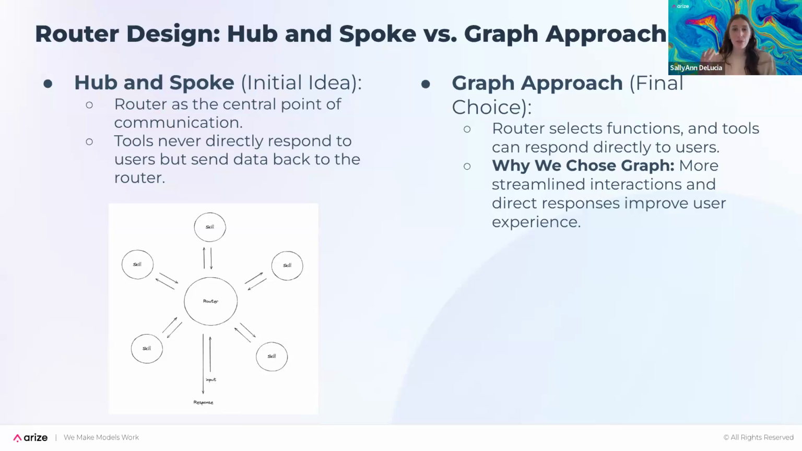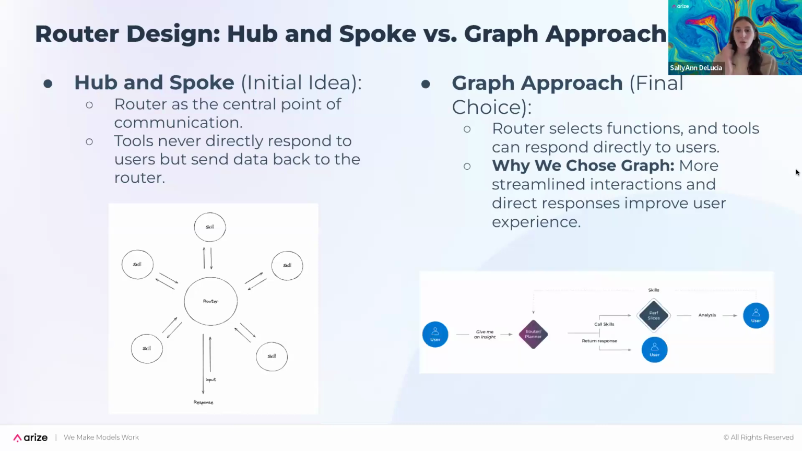So this kind of came down to more of the product side of things and what we wanted our users to experience when we used Copilot. And so that graph approach is that same visual I showed you on the slide before. So it's just going to have that user go into the router, and then the router can either respond or the tools can respond. And we've had a lot of success with this router design. Our router can choose multiple functions. We do have that flexibility.